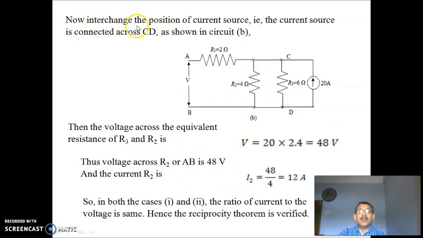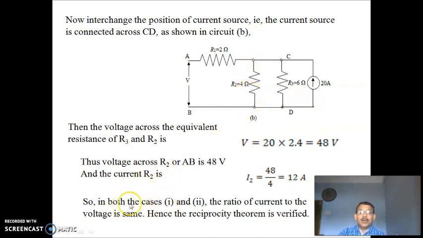Next, we interchange the position of the current source. That is, the current source is connected across CD. Here I have connected it across the CD, and this is open. Then the voltage across the equivalent resistance R3 is 48 volt. Again, the voltage across R2 will be 48 volt because they are in parallel. Therefore, for this resistance, the voltage is 48 volt and the resistance is 4 ohm, so the current through this resistance R2 is 12 ampere.